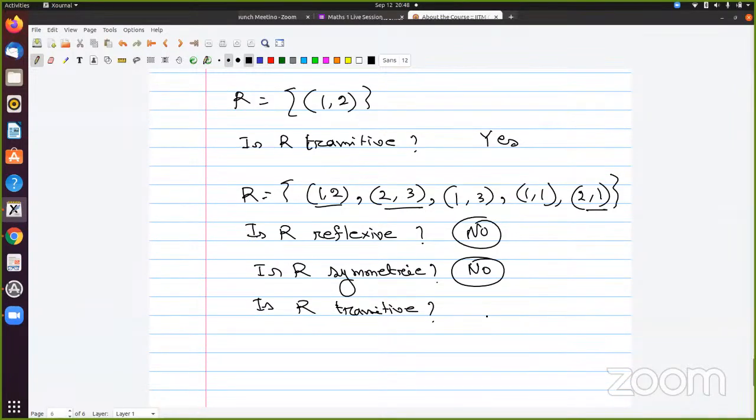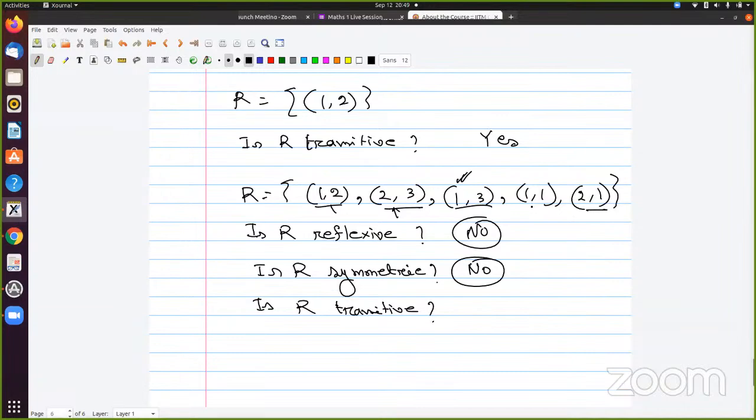Now what about transitivity? No, sir. Which element is not there? (1,2) is there, but (2,2) is not there. If you check the first two elements, (1,2) and (2,3), then (1,3) is there, right? Yes, sir. Any element starting with 3? No, so these two are gone.